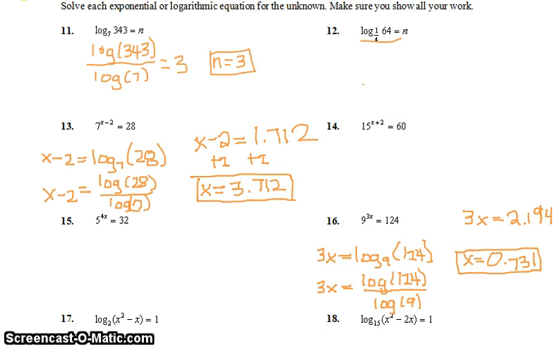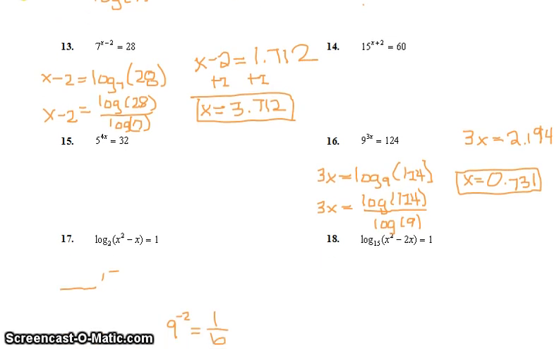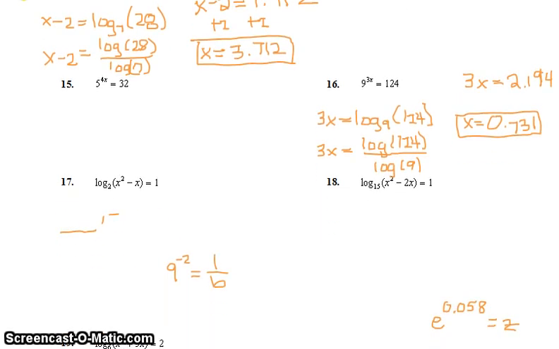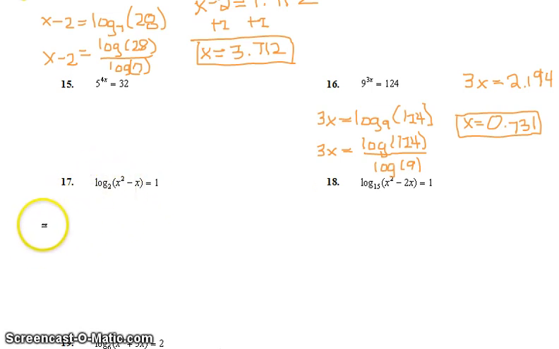The last few problems on this page are what we started doing, or reviewing, I should say, in class today. So I'm going to do problem number 17 with you. Again, this is in log form, but there are x's present, so I'm going to rewrite it in exponential form. So 2 to the first equals x squared minus x. I know that 2 to the first is just 2.